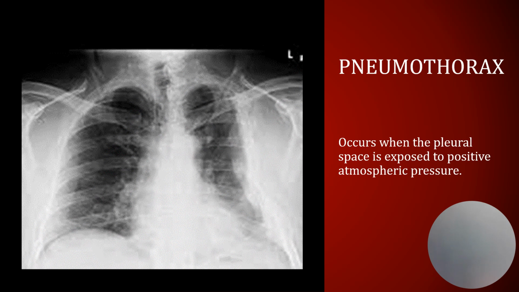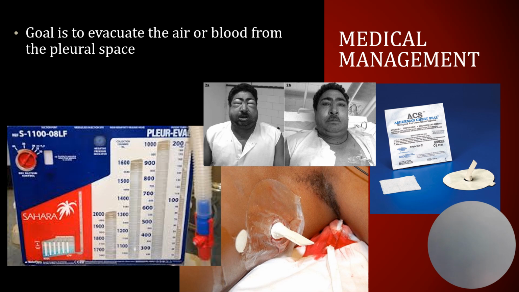Additional assessments that we may discover with the tension pneumo are severe respiratory distress and cyanosis, distended neck veins, and hemodynamic instability. As far as diagnostics, chest x-rays are going to be very important, CT scans, and ultrasound. And how do we treat it? Well, the goal is to evacuate the air or blood from the pleural space.